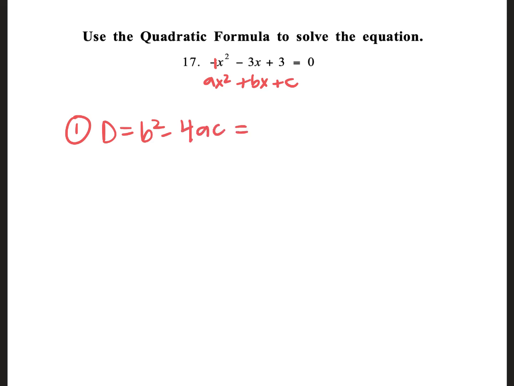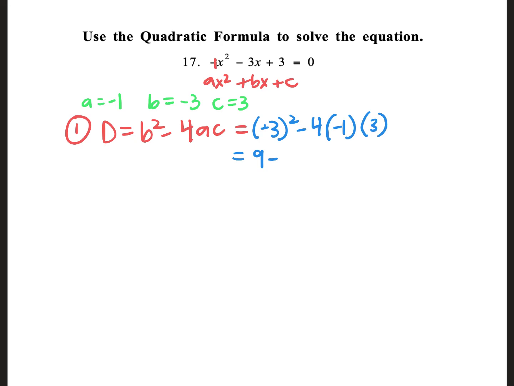In this one, my a value is going to be -1. B is going to be -3, and c is going to be +3. So if we plug it in, we have b squared, which is -3 squared, minus 4, times a, which is -1, times c, which is 3. If we simplify, we get 9 minus, just kidding, it's going to be plus. 4 times -1 gives me a +4. Multiply it by 3, we get a plus 12.